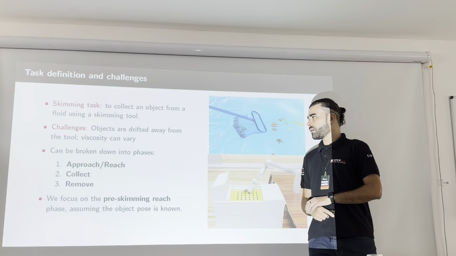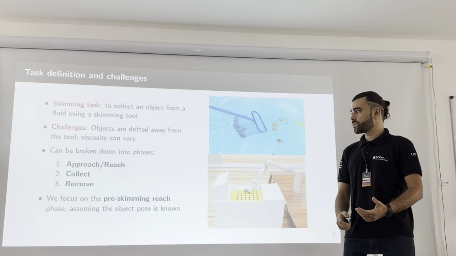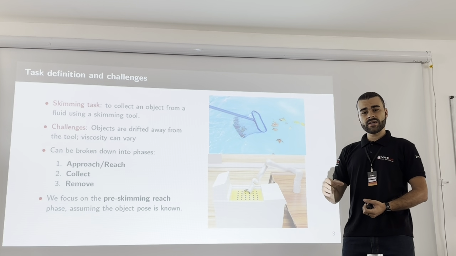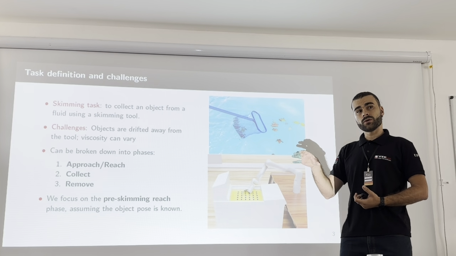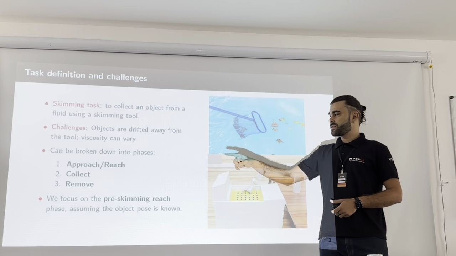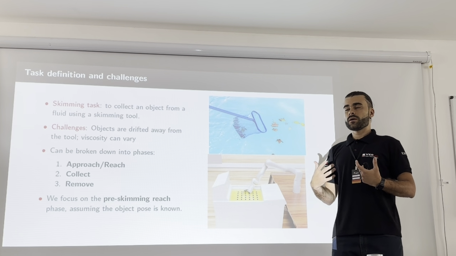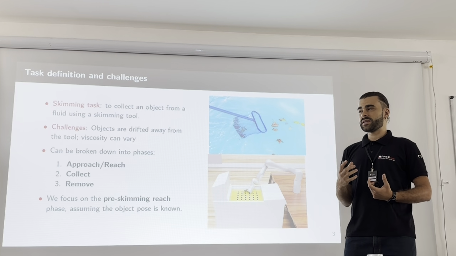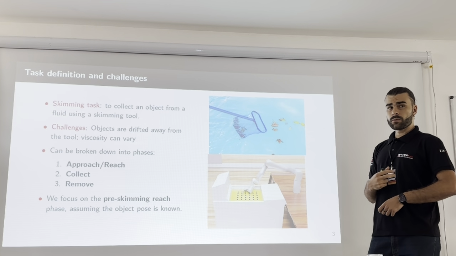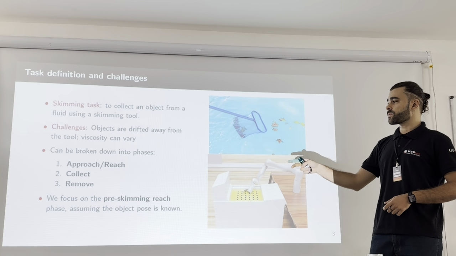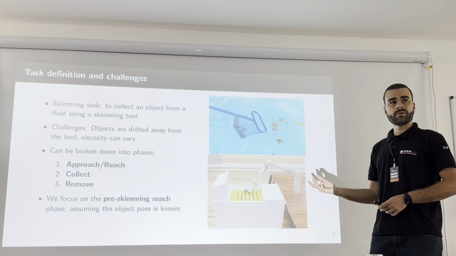It can be broken down into three main phases. The first one is the approach or reach phase, where you position the skimming tool close to the object, but you don't collect it yet. Then there's the second phase, which is the actual collection phase, where you put the object inside the tool, and then you finally remove it from the fluid. Our work focused on the pre-skimming reach phase, assuming the object pose is known.